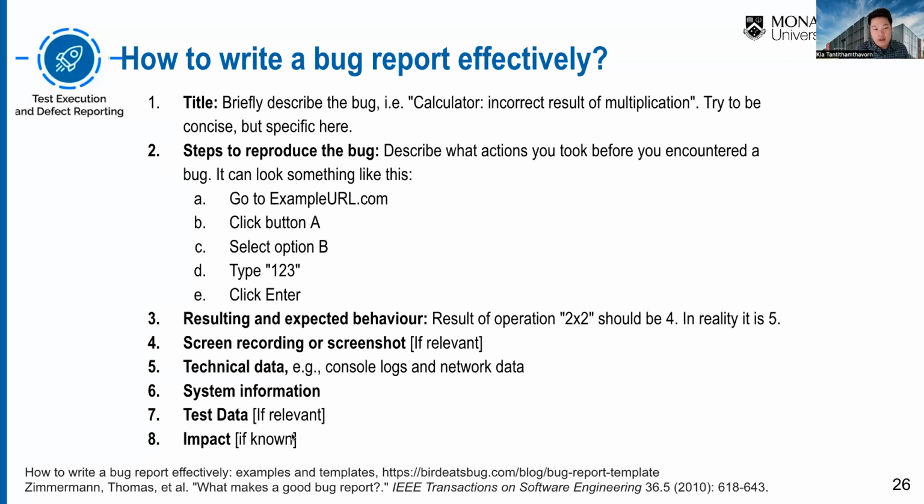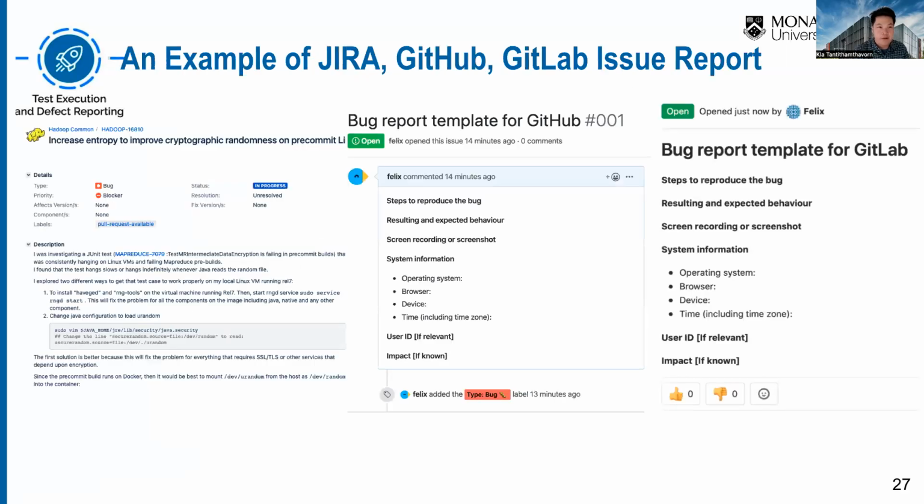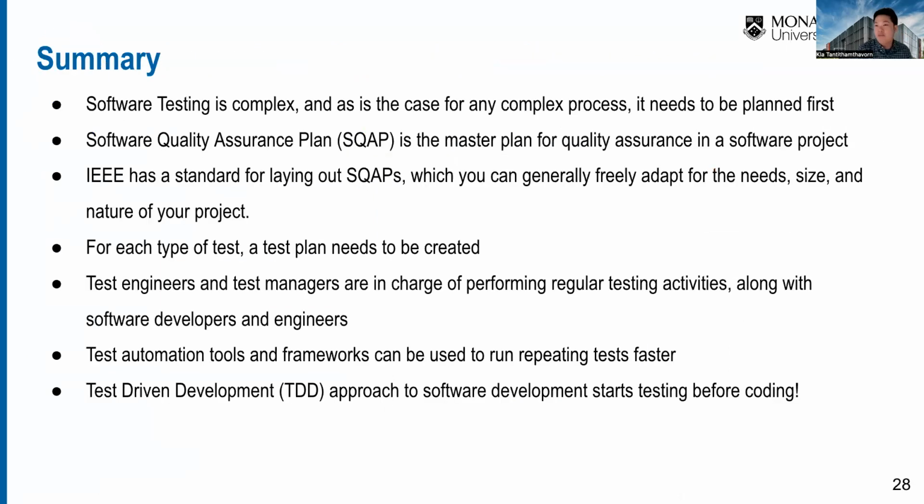Okay, and some people also do research in this area as well. For example, Thomas Zimmermann, he's a senior principal researcher at Microsoft Research, right? They try to do research about what makes a good bug report, what is helpful, what is not helpful, what information is needed for developers. If you are interested, you can check this kind of paper publication as well. And those are examples of Jira, GitHub and GitLab issue reports, right? The more information that you provide, the more helpful it will be to the developers who fix the bugs.